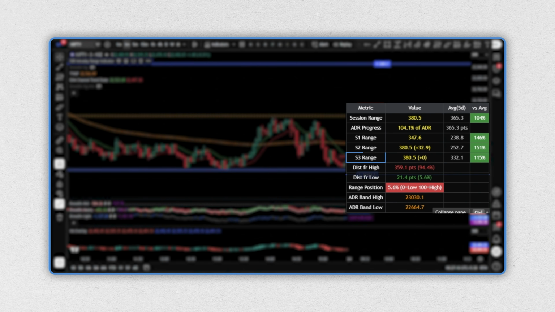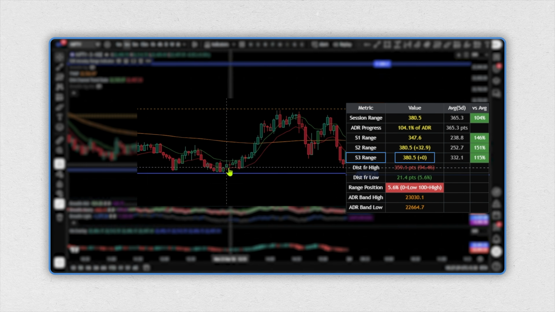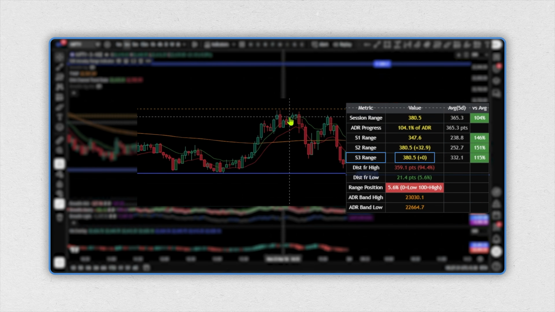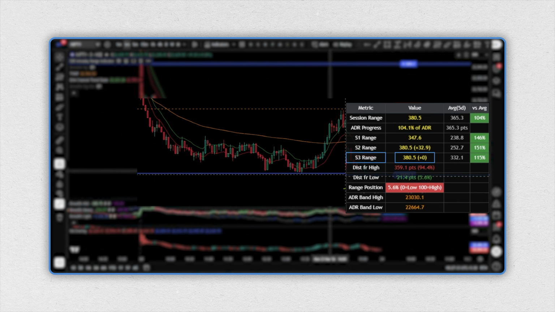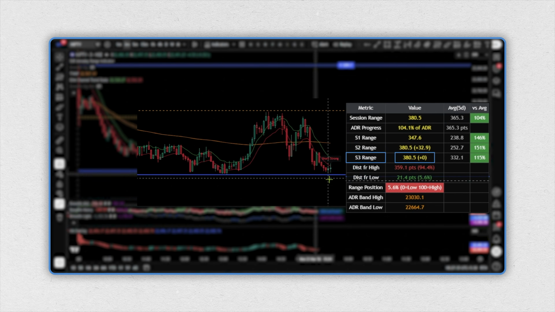Talking about the S3 range, again, there was no range extension, and hence the S3 range remains at 380.5 with +0, which indicates there was no range extension. And as you can see on the chart here, the price actually mean reverted. It went back. There was no specific range extension over here.